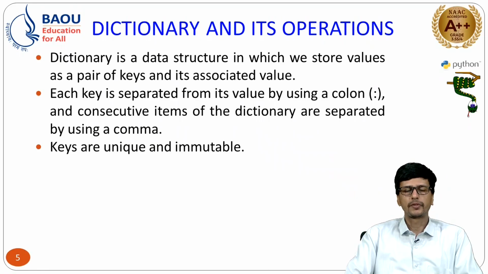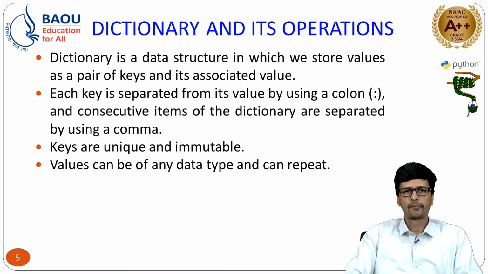In the list, we use the square bracket. For tuple, we use parentheses. Now for dictionary, you have to use curly brackets. A dictionary is nothing but a key-value pair. That means you have to enter two items: one is the key, another is the value associated with that particular key. The key is unique throughout the dictionary, but the value can be repeated.